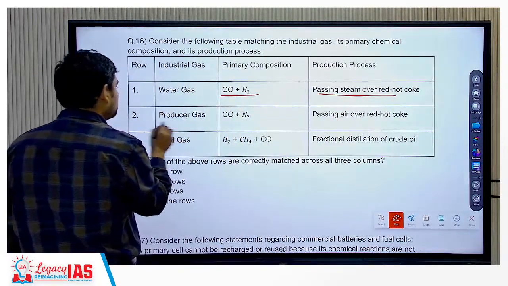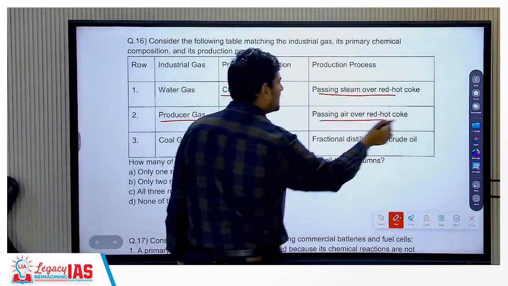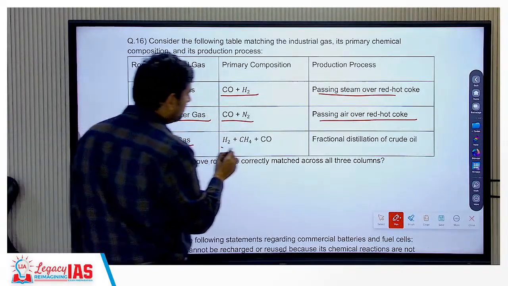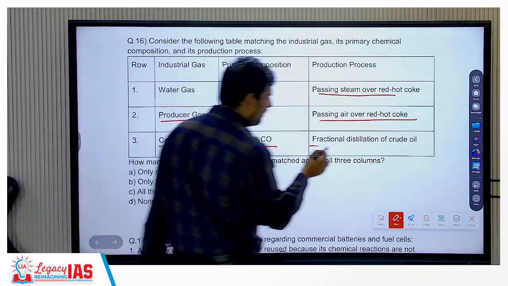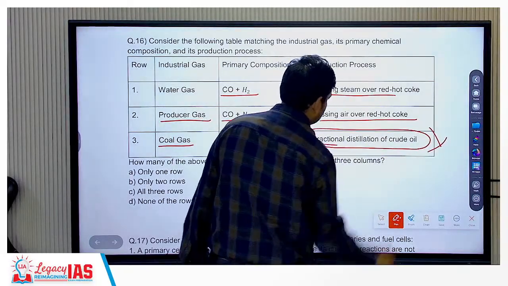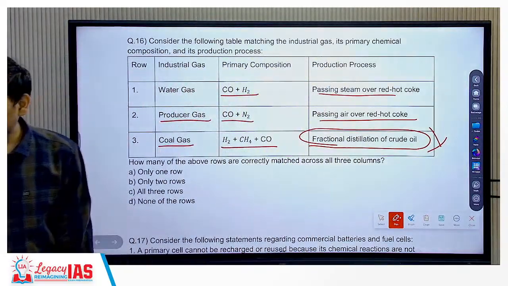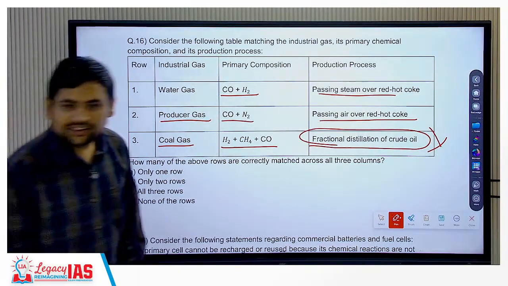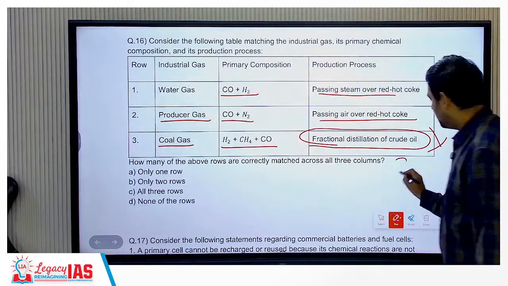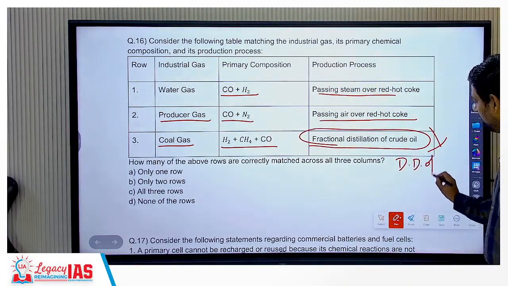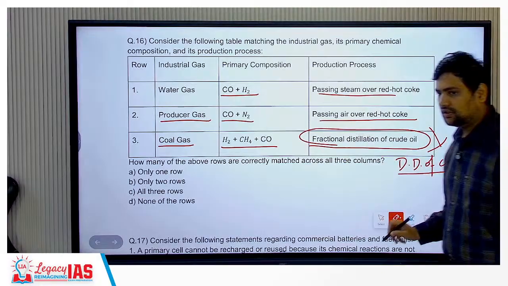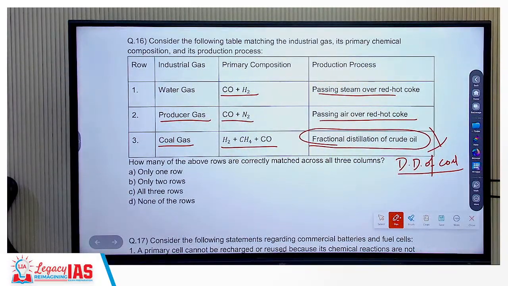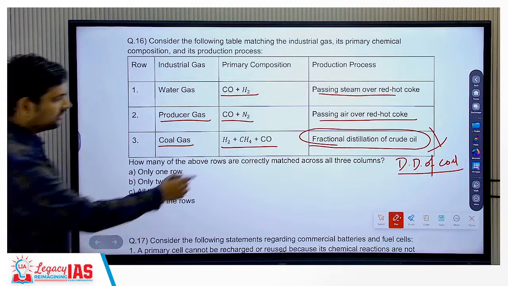Correct? Then producer gas is CO plus N2, made by passing air over red hot coke. Correct? Then last, coal gas is H2 plus CH4 plus CO, by fractional distillation. Crude oil does not give coal, does it? This is destructive distillation of coal itself. How can you get coal gas out of crude oil? So that part is wrong. This part is okay. This part is correct.